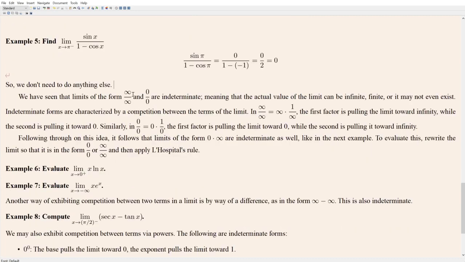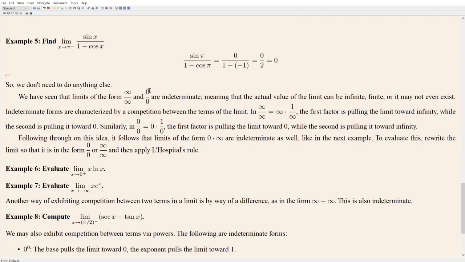So, we have seen that limits of the form infinity over infinity and 0 over 0 are indeterminate. And what that means is that by themselves, those symbols don't mean anything. We need the additional context of the limit that they came from to be able to learn anything about it. And these things are indeterminate because there is some sort of competition at play. There's a competition between the component parts. So this bit on the top is trying to pull it to infinity. This bit on the bottom is trying to pull it to 0. So there's a tug of war happening.